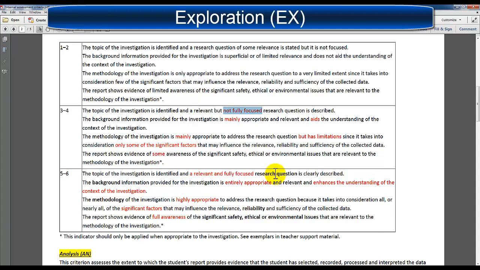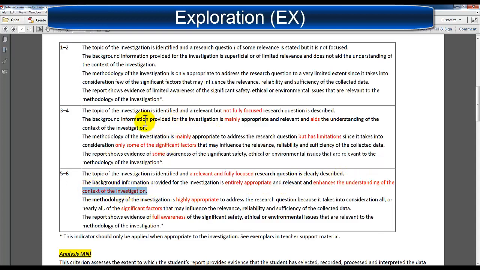The other thing is you just have to work well with your supervisor and be communicative, and that shouldn't be a big problem. So this sentence usually would not be a big concern for any student. More importantly, you should pay attention to the second one, which is that the background information provided for the investigation is entirely appropriate and relevant and enhances the understanding of the context of the investigation.